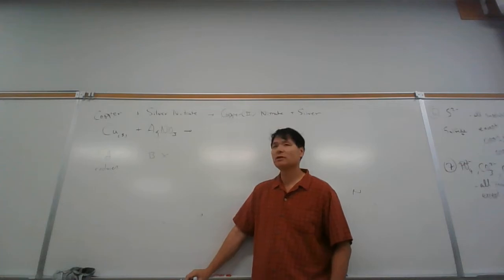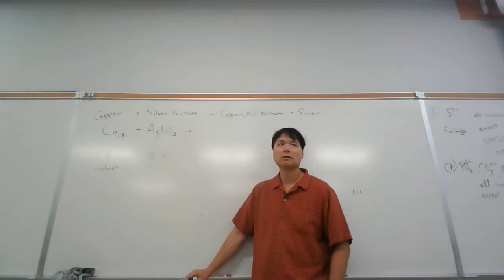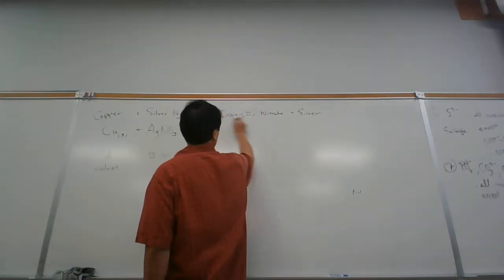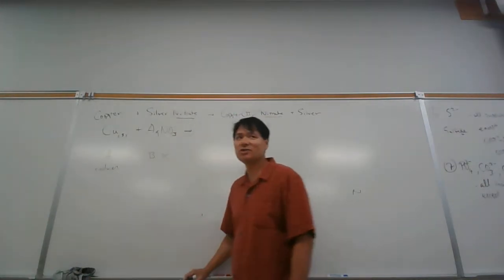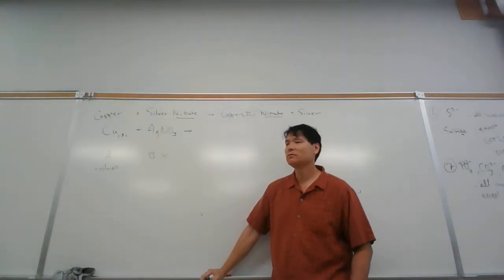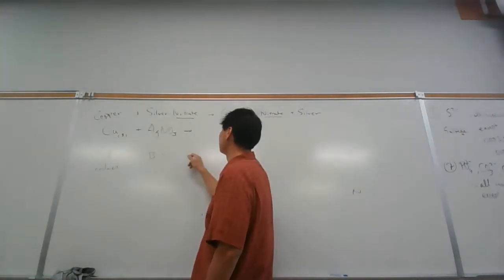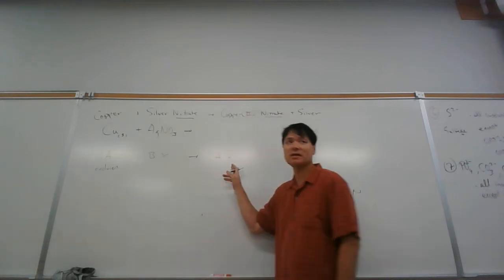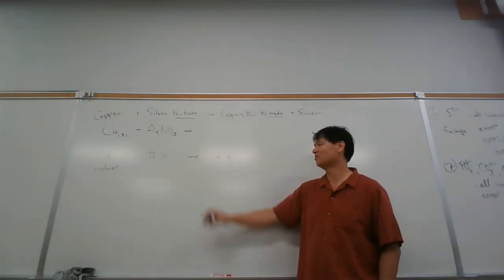So who's taking the electrons? Well, actually, the nitrate doesn't change. You see, the nitrate stays the same. And so nitrate is what we call a spectator, because this goes to AX, and AX is the same, X is the same, but A is not the same.